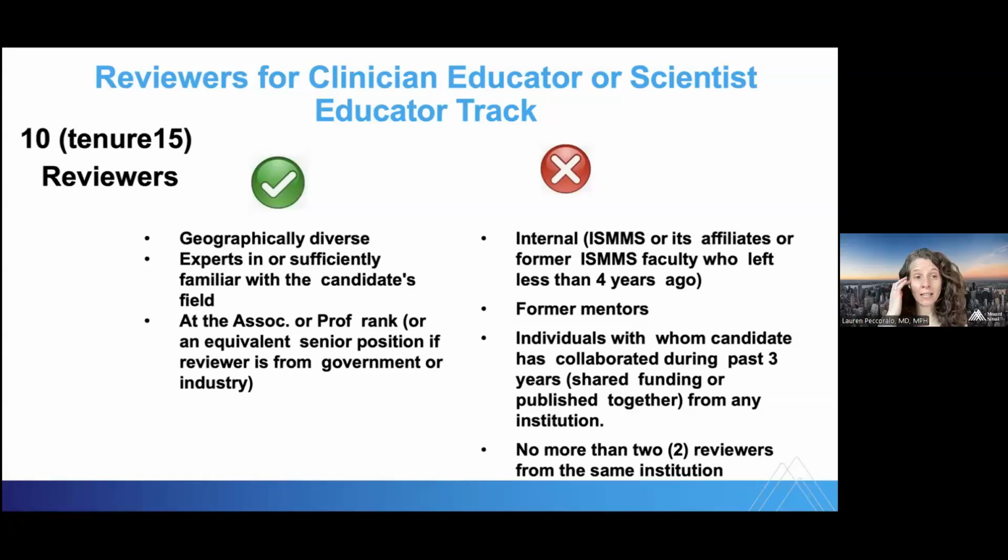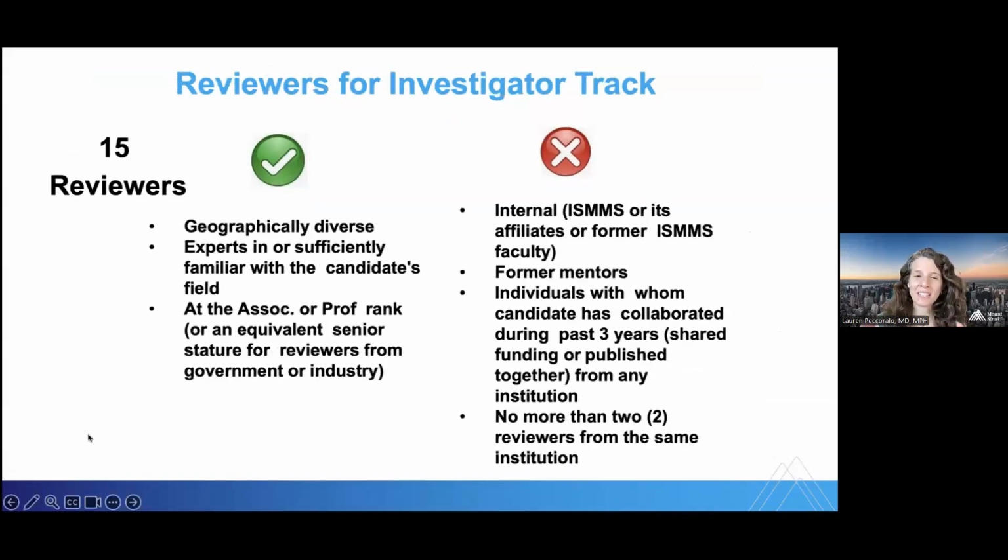clinician educator and or scientist educator. You need 10 reviewers. If you're going for tenure, it's 15. And again, the same criteria on the left. The right-hand side, very similar to what we just talked about. They can't be anyone that you've collaborated with, i.e. published or shared a workshop or major presentation together. And then no more than 2 from the same institution. Finally, investigator track, you need 15 reviewers. Again, the same criteria on the left to include and excluding.